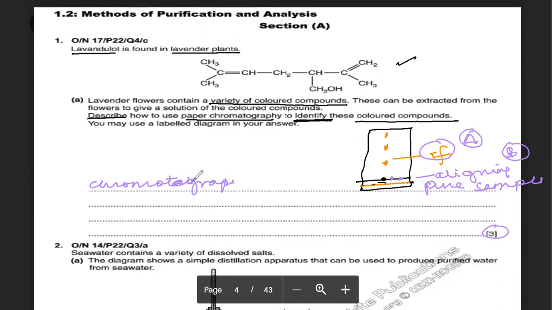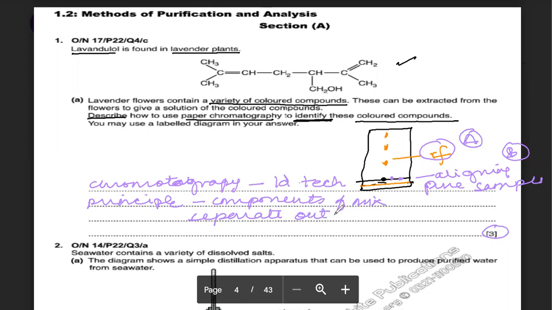Chromatography is an identification technique. And after that, we will give its principle. The principle is that the components of the mixture separate out on the basis of relative solubility in the given solvent.